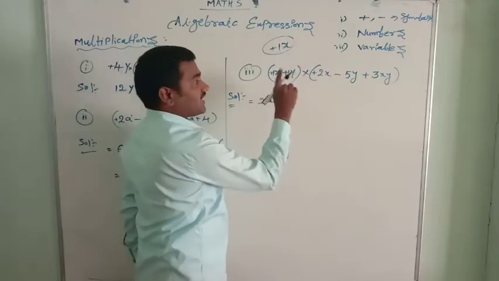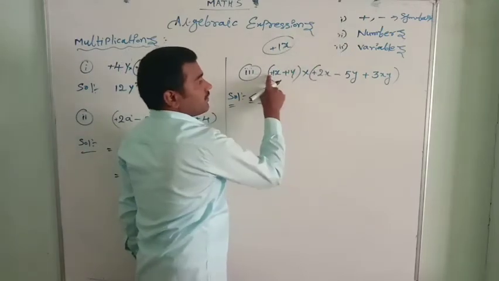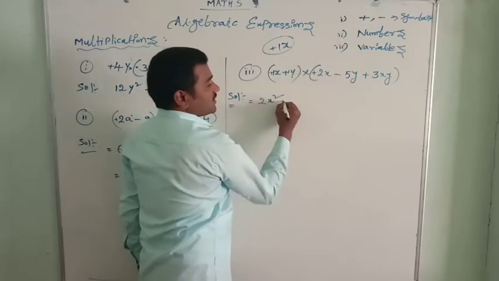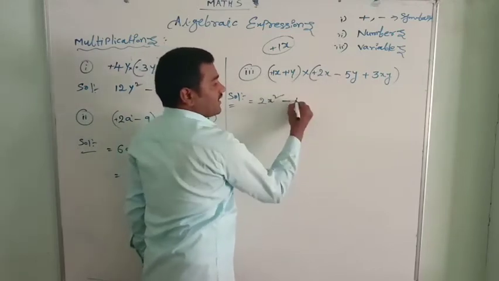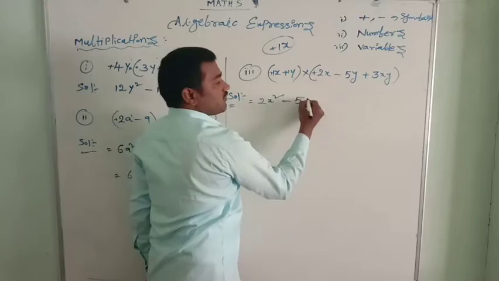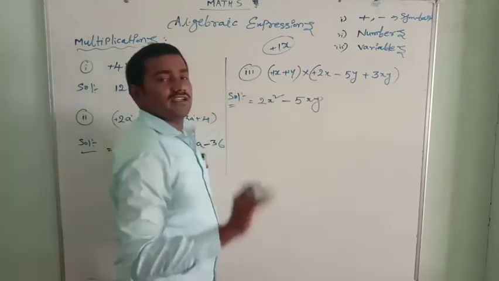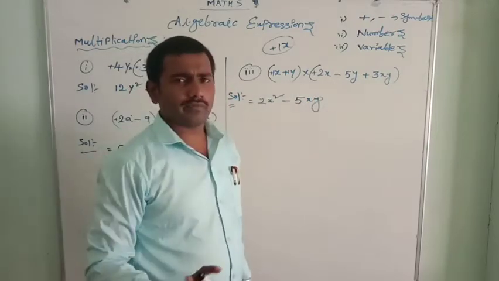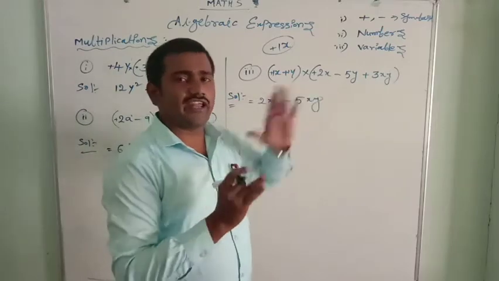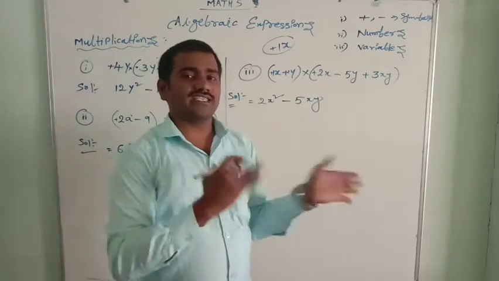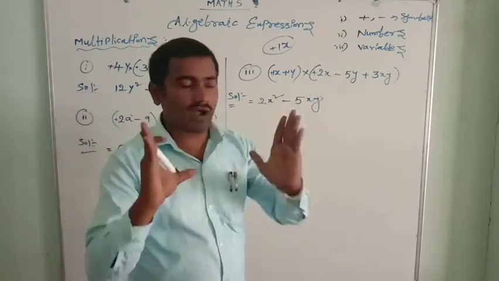Next we go for the symbols. Here plus into minus is minus. 1 into 5 is 5. X into y, that is xy. X is a different variable, y is a different variable. So x into y we get xy.